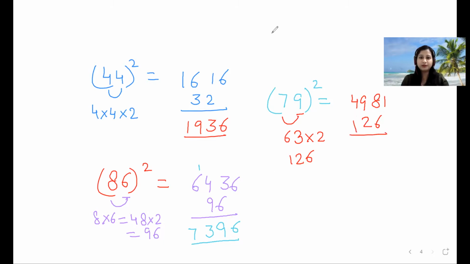Let's add the numbers. Okay, quickly tell me the number, how much it would be. 79 square. Let's solve it. Okay, let's see. 8, 6, 14. It would be 6,241. Easy. Always remember that try to write the number from the middle part, skipping the units place. Okay, now let's move to the number in which we are having the unit place as 8.